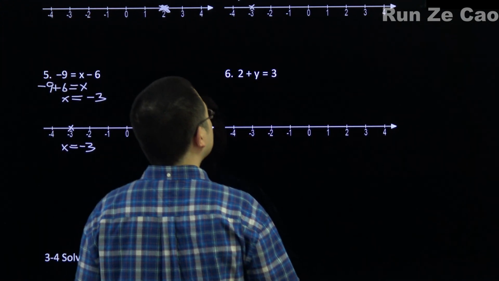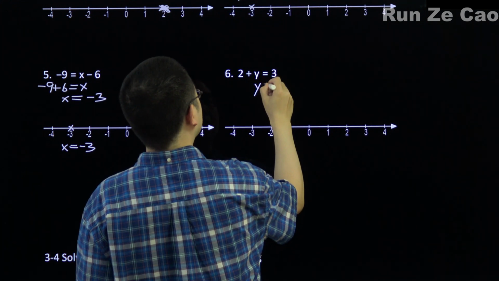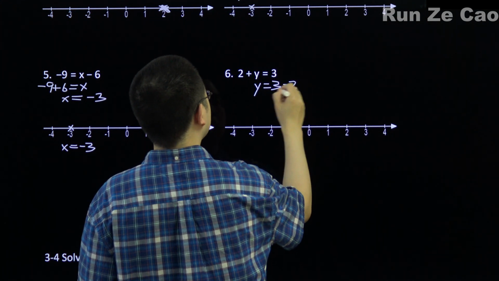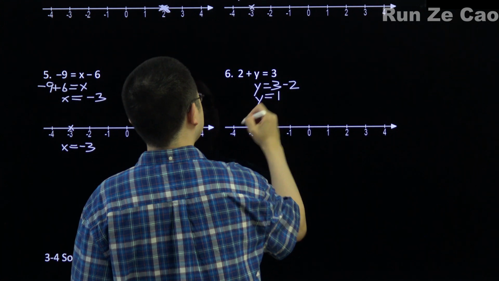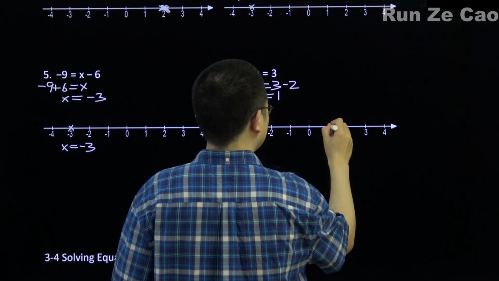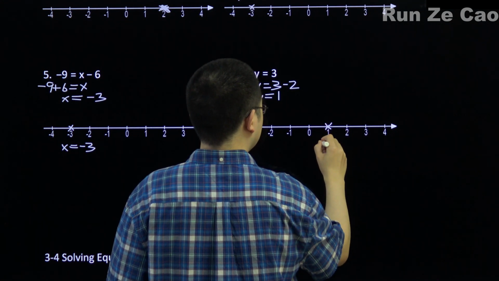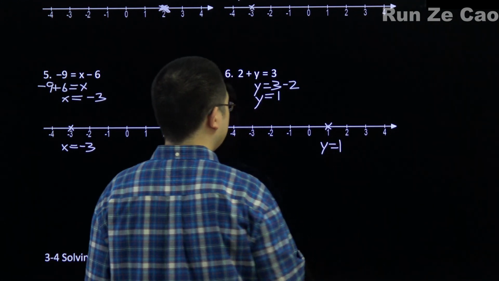2 plus y equals 3. Well, y is equal to 3 minus 2, which is equal to 1. So, y equals 1.